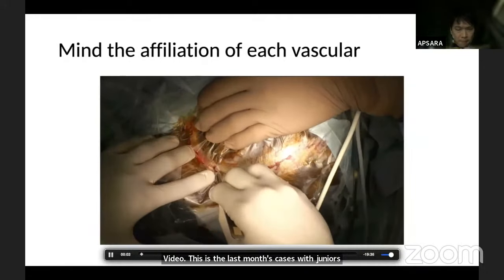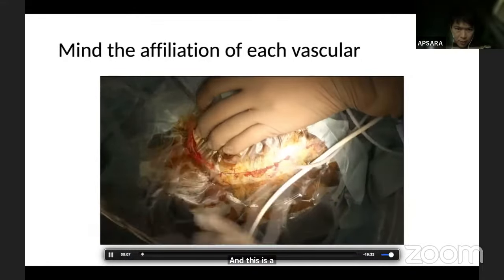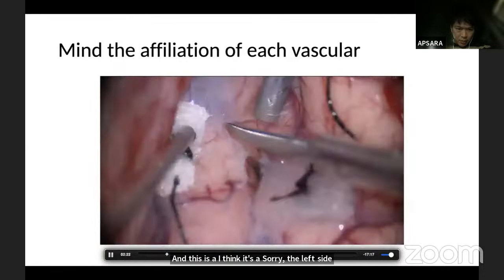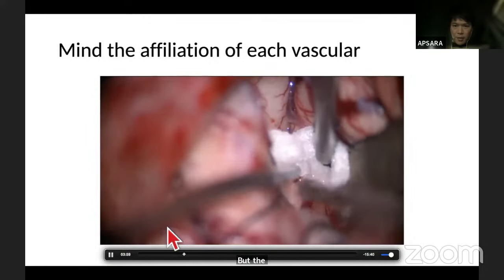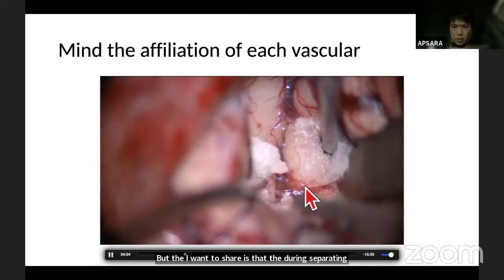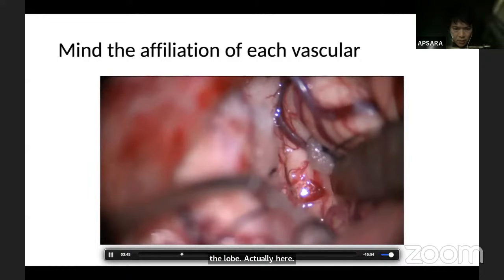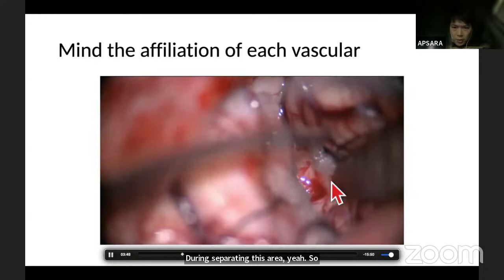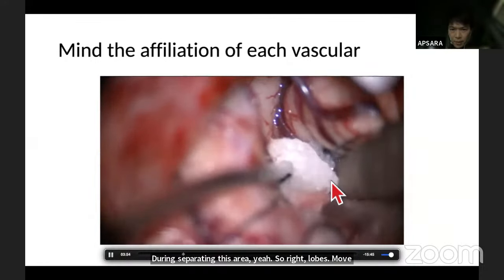And this is, I think it's, sorry, a left side MCA aneurysm case. But what I want to share is that during separating the lobe, actually here, can you see? Let me do it again. During separating this area, the right lobe's pia is moved to the left side and damaged.